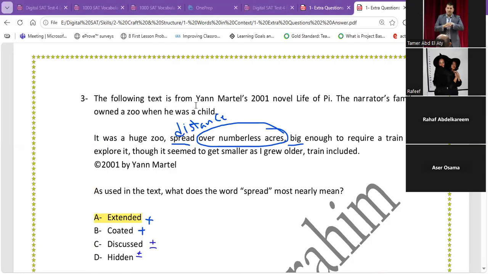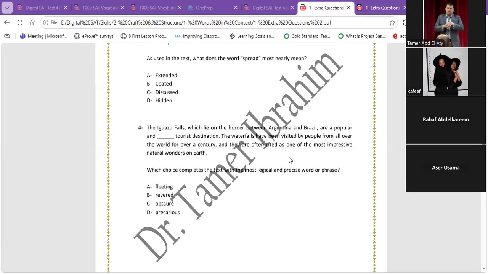The following text is from Yann Martel's 2001 novel, Life of Pi. The narrator's family owned a zoo when he was a child. It was a huge zoo spread over numberless acres. قراريط, he talks about the distance. Big enough to require a train to explore it, though it seemed to get smaller as I grew older, train included. So spread here means extended. Extended, and you got it right. Let's go to number 4.